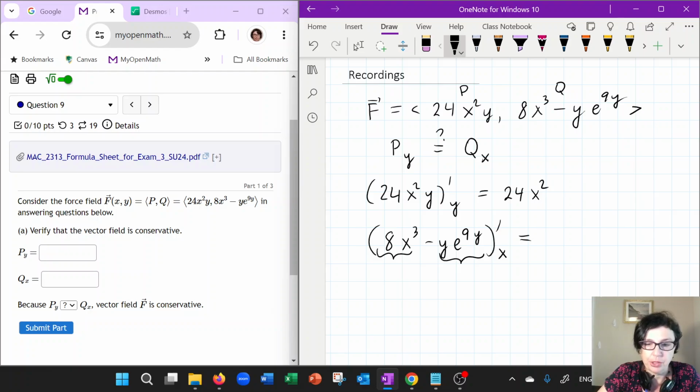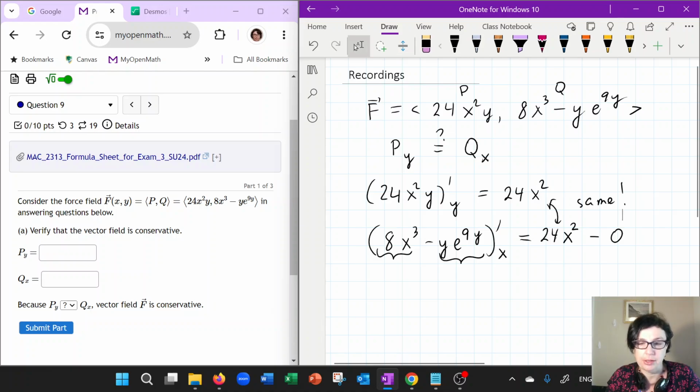The derivative of 8x cubed becomes, so 3 goes in the front, 24x squared. And the good part here is that y e to the 9y does not have an x, and that'll be 0. And guess what? 24x squared and 24x squared are the same. Yay! Which means that this vector field is conservative.